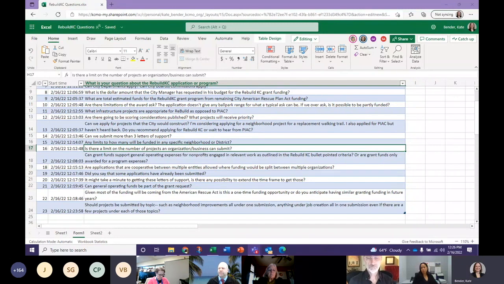A couple of these I think I know the answer to, but you correct me if I'm wrong. Can we use the same letters of support if we submit different applications? I would assume yes, if they're relevant to each. Is a 501(c)(3) required? No, it's open to individuals and businesses. Is it KC specific, the Missouri side only? Yes, Kansas City, Missouri. So not just the Missouri side, but Kansas City, Missouri, specifically.